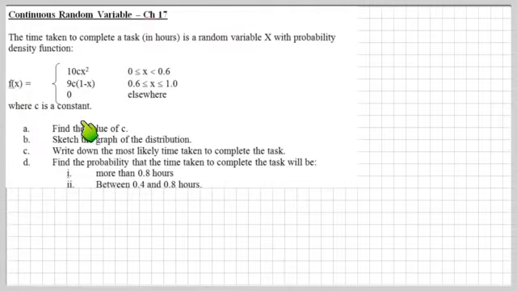So we've got to find the value of c firstly, then sketch the graph of the distribution. We've got to write down the most likely time taken to complete the task. That sounds to me like the most probable, which would be the mode. And then we've got to find the probability that the time taken to complete the task will be more than 0.8 hours and between 0.4 and 0.8 hours.